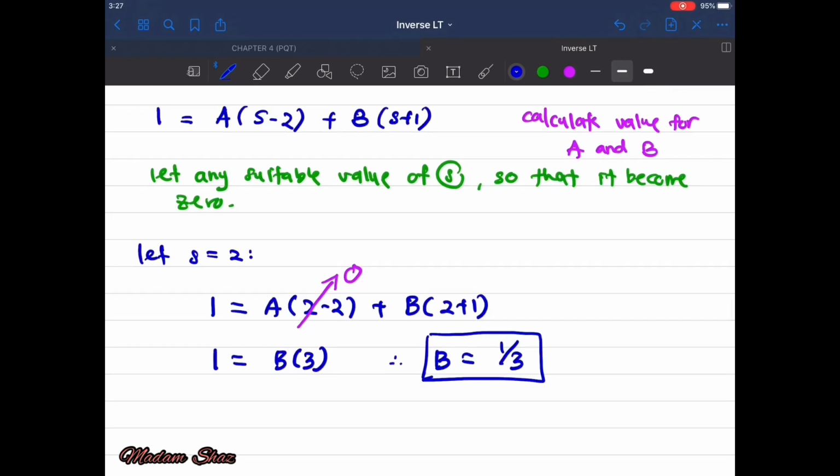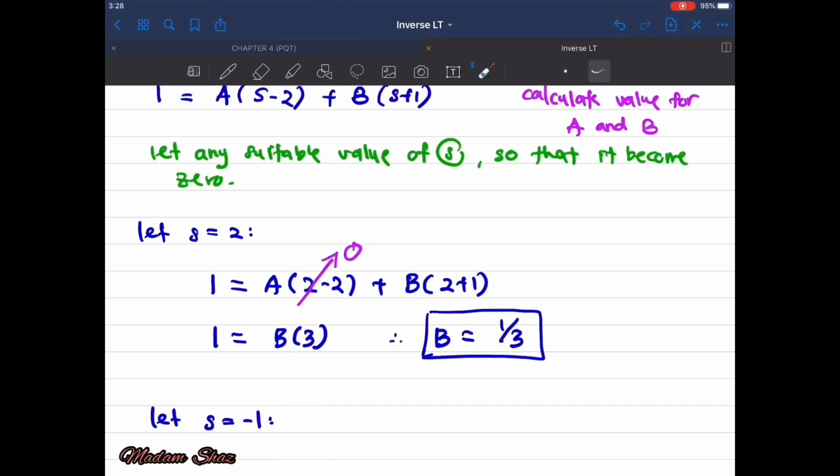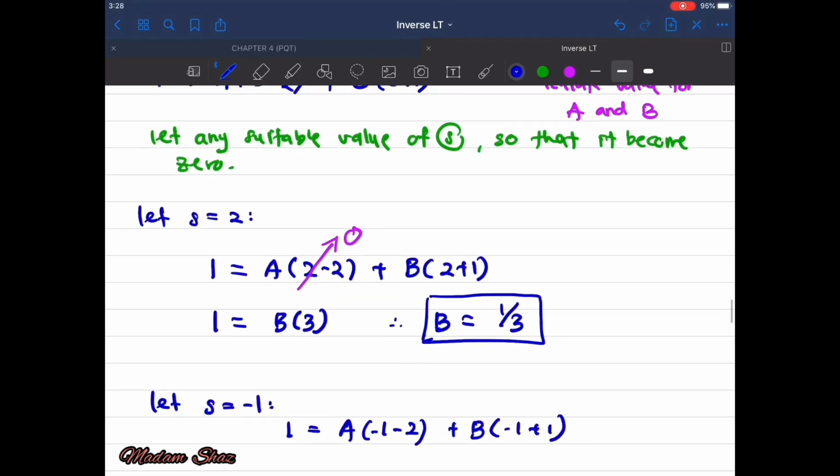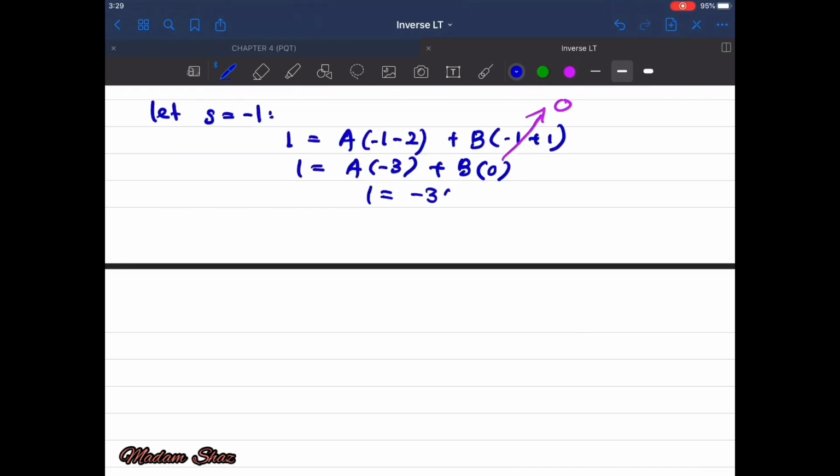Next, substitute the other value of s. Let s is equal to negative 1. For the left hand side, we have 1, with no s to substitute. So 1 is equal to a multiply negative 1 minus 2, plus b multiply negative 1 plus 1. Now simplify the whole thing. Negative 1 minus 2 becomes negative 3, and negative 1 plus 1 becomes 0. So 1 is equal to negative 3a, therefore a is equal to negative 1 over 3.